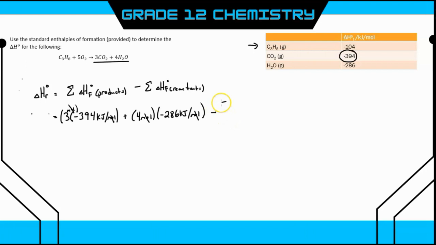Now we need to subtract all of them for our reactants. Now, for oxygen, the enthalpy of formation for any element is going to be 0, so we don't need to consider that one. We just need to consider our C3H8, which is minus 104, and we only have 1 mole of that. So 1 mole times negative 104 kilojoules per mole. So when we plug all of that into our calculator, we get negative 2,222 kilojoules for this reaction.